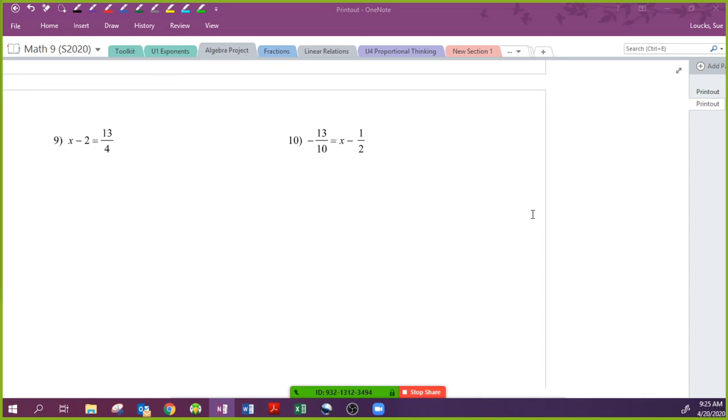What's bothering the variable? Well, the 2 is bothering the variable. So I'm going to add 2 to that side, and I'm going to add 2 to that side. Those cancel out. And what I have now is x equals 13 over 4 plus, I need to add my 2, but I want to write it with the denominator of 4, so that becomes 8 over 4. So then x equals 21 over 4. Okay? And I don't need you to reduce it.